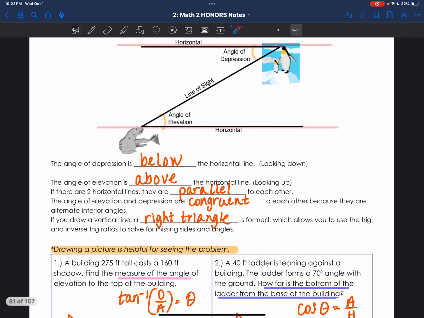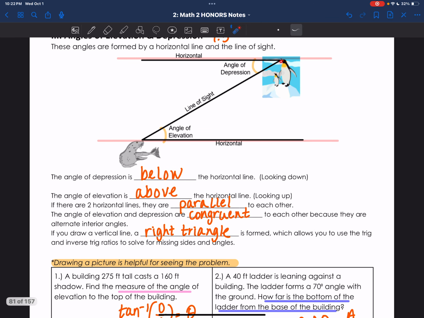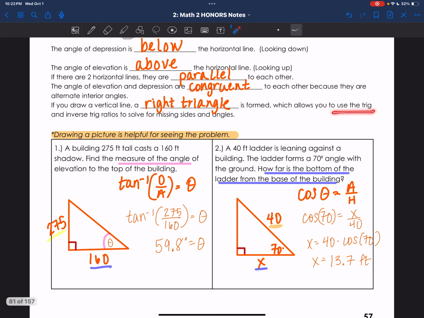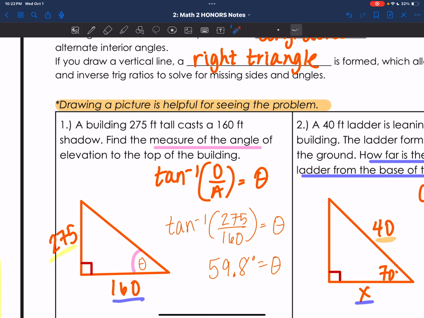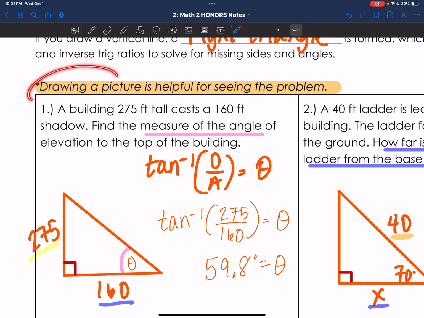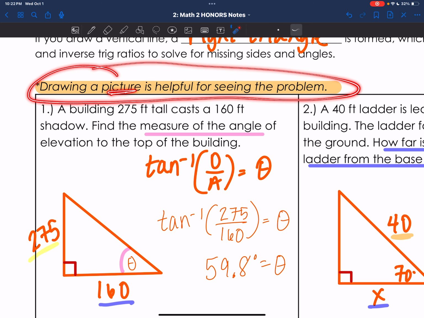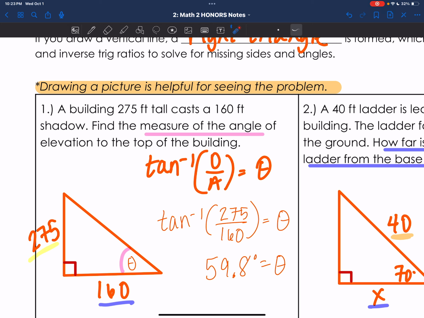And then if you draw a line straight down, you make a right triangle. Or of course, if you draw a line up here, you would also make a right triangle. And then once we've got the right triangle, we can use our trig and inverse trig to find any missing sides or angles. So let's get started. The first thing is it's important to draw a picture because sometimes it's hard to visualize which one's opposite, adjacent, and hypotenuse. So let's go ahead and get started.